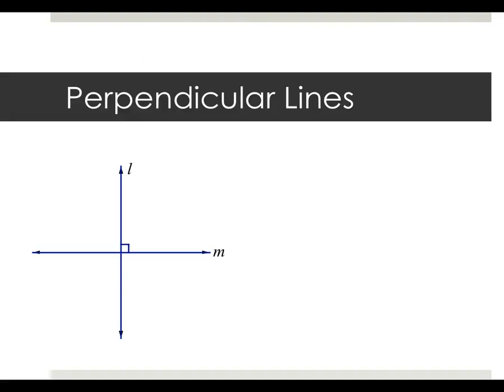Tell me your name again. Oh, Grace. Grace, what do you got? Same thing. So you stole your idea. Okay. Good. 2 lines, or they could be segments or rays or any combination thereof, that intersect and form 4 right angles.